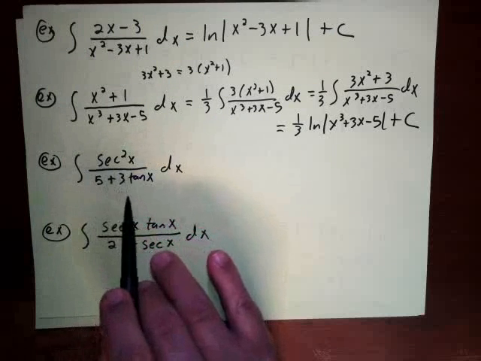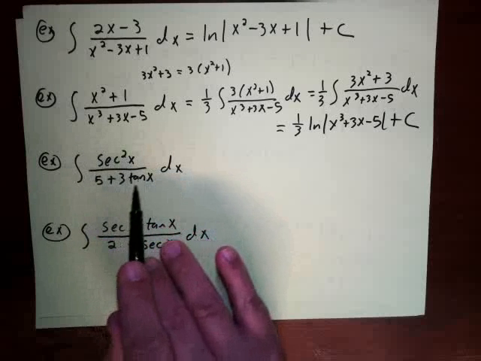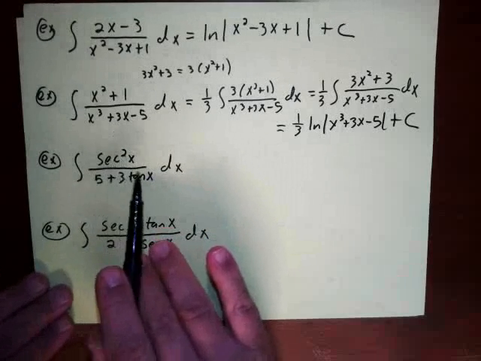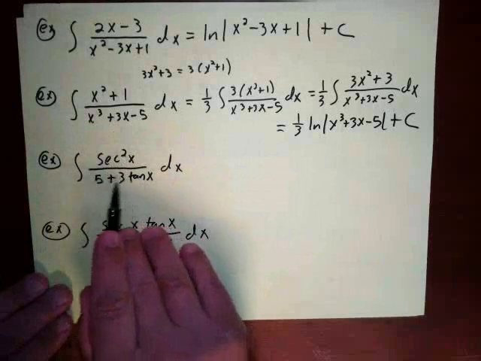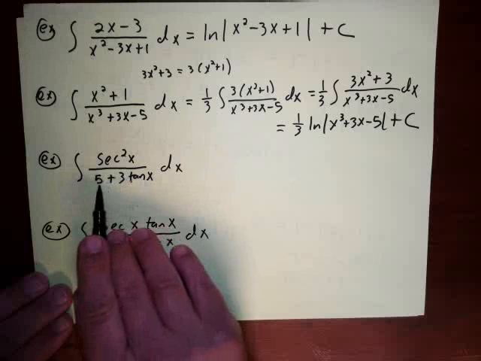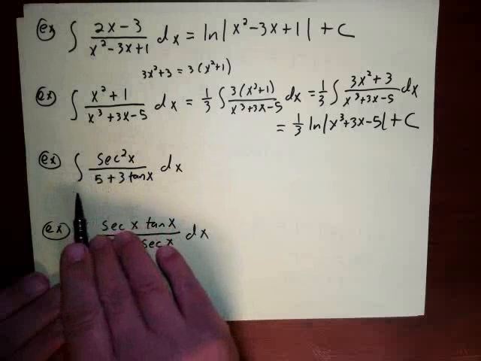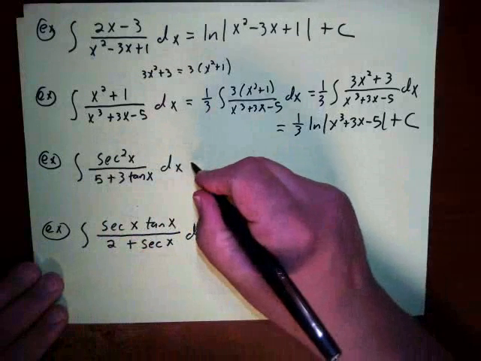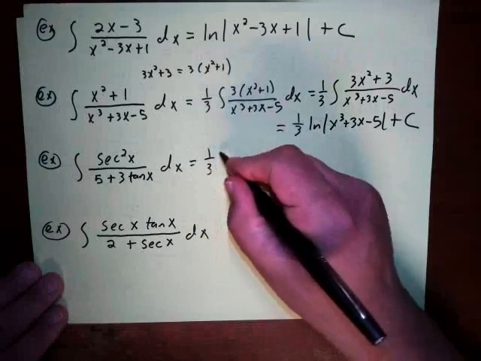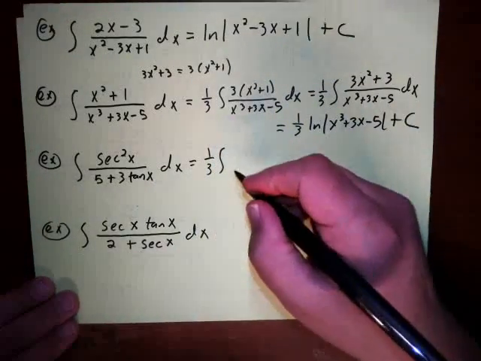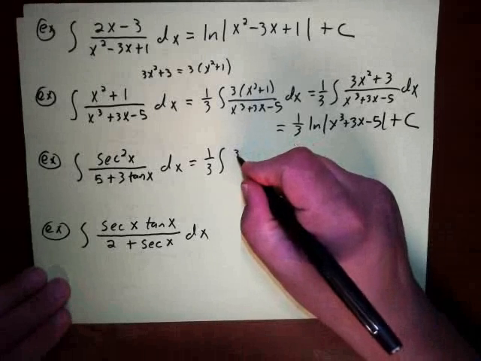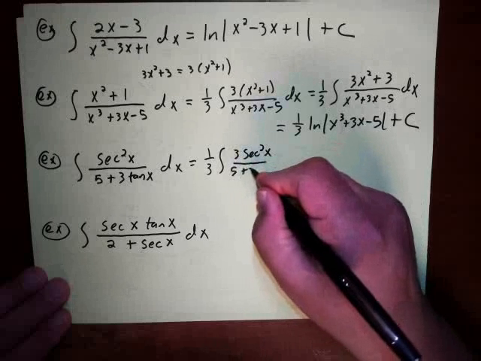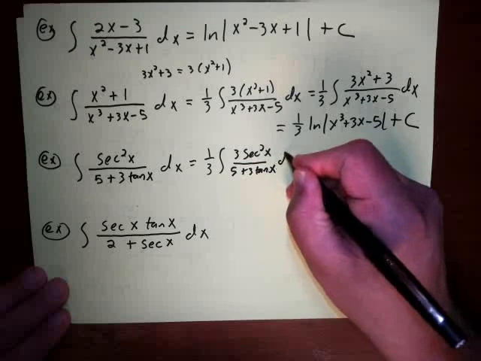But what I recognize here is that secant squared x is the derivative of tangent of x. I don't have the derivative here on top, but the derivative of this bottom, because if I took the derivative of the bottom, the 5 would just go away, and I'd get 3 secant squared x. So basically, I could rewrite this. I could have a 1/3. I'm not sure why it's always a 3 there, but 1/3, and then I'd have 3 secant squared x over 5 plus 3 tangent x dx.